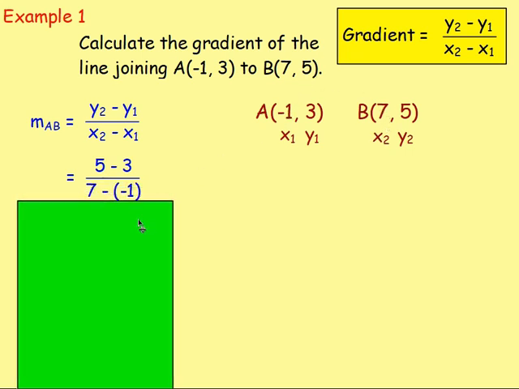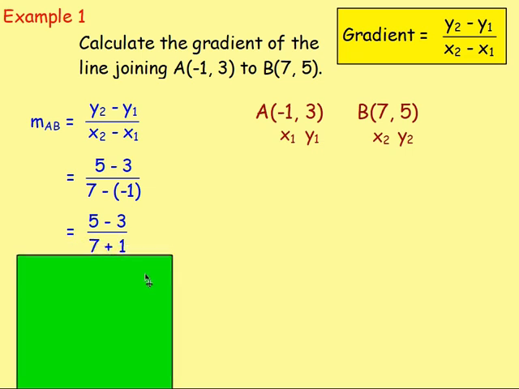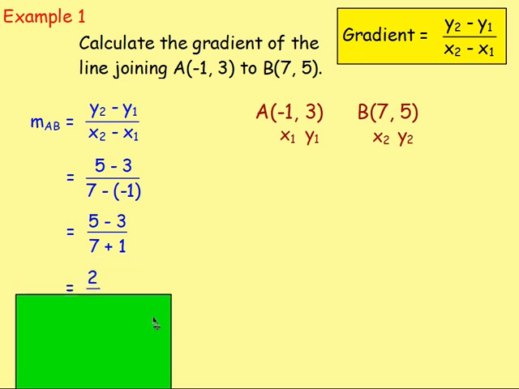Well done, Daniel. 7 take away negative 1. What happens, Daniel, when you take away a negative? You add! You do indeed, you would add. So you'd have 7 take away 3 over 7 plus 1. So we would end up with 5 take away 3 is 2, 7 add 1 is 8. We end up with 2 8ths.